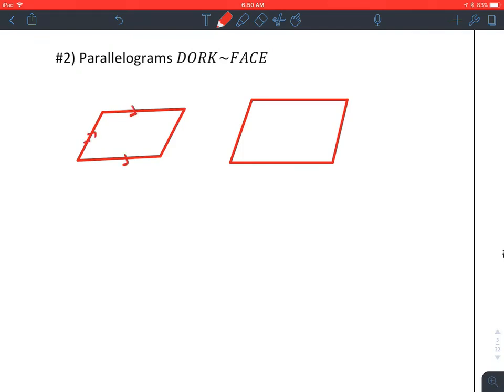So parallelograms, opposite sides are parallel. Remember that corresponding angles have to be in the same positions. In a parallelogram, opposite angles are congruent. So this currently shows we have two parallelograms and that corresponding angles are congruent. We need to also show that corresponding sides are proportional.